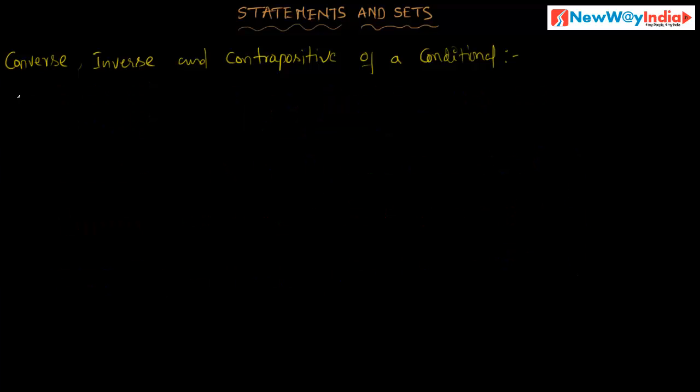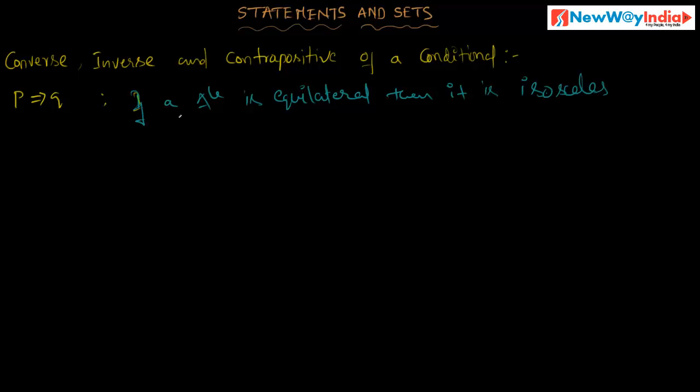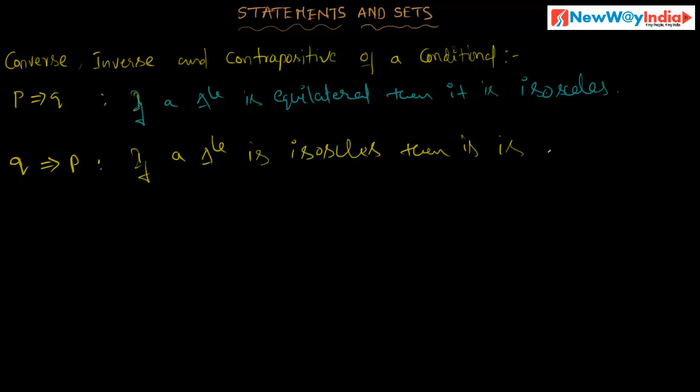Consider another conditional. P implies Q is: if a triangle is equilateral, then it is isosceles. It is a conditional. Then what is the converse? That is Q implies P. If a triangle is isosceles, then it is equilateral.